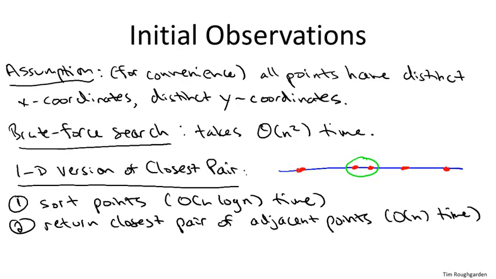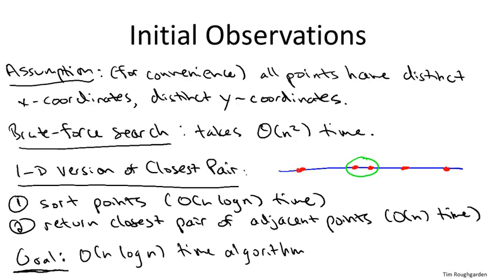But I want to point out that even in the line, there are a quadratic number of different pairs, so brute force search is still a quadratic time algorithm, even in the 1D case. So at least with 1 dimension, we can use sorting, piggyback on it, to beat the naive brute force search bound and solve the problem in n log n time. So our goal for this lecture is going to be to devise an equally good algorithm for the 2-dimensional case. We want to solve closest pair of points in the plane, again in n log n time.